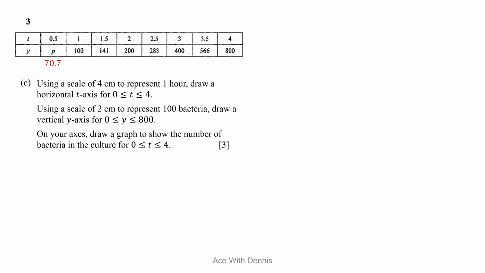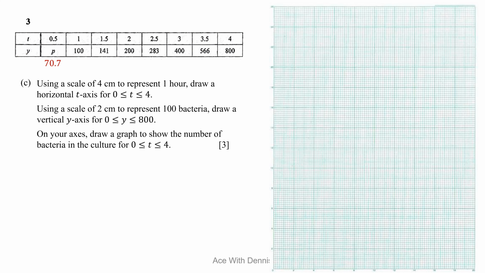3 marks. Alright, so to answer this question, we need to have a graph paper and we draw the x and y axis based on the scale given. Alright, so the x-axis is actually the time, or so-called the t-axis mentioned in the question, in hours. Then the y-axis is the number of bacteria here. Alright, after that we can plot the scale here based on the scale given.